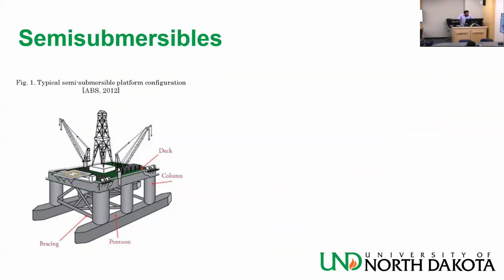Semi-submersibles look like this. You have the columns, and you have the pontoons at the bottom, which is like the catamaran type of boat that has two hulls, you know? No, not a canoe. It has two of those.